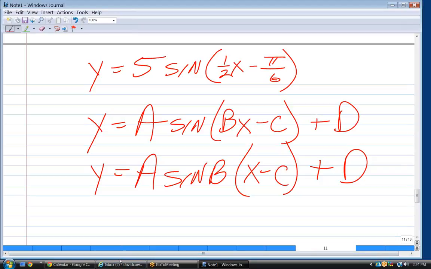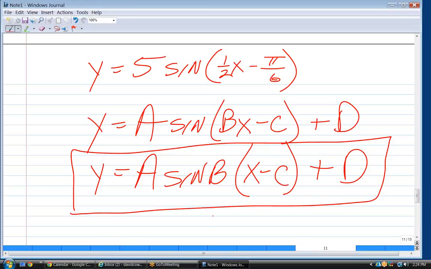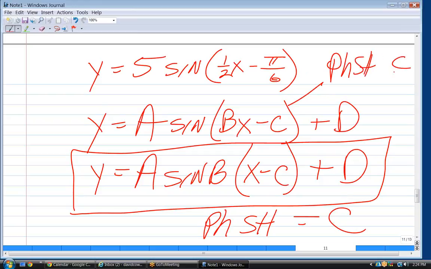What does matter is what the phase shift is. The reason I like this format better is because I can say the phase shift is c. Whereas with your format, the phase shift is c divided by b. Yeah. In other words, I have to factor out this b in order to get it into this format. And when you do that, you divide this by b also. So it's really a significant difference in format.